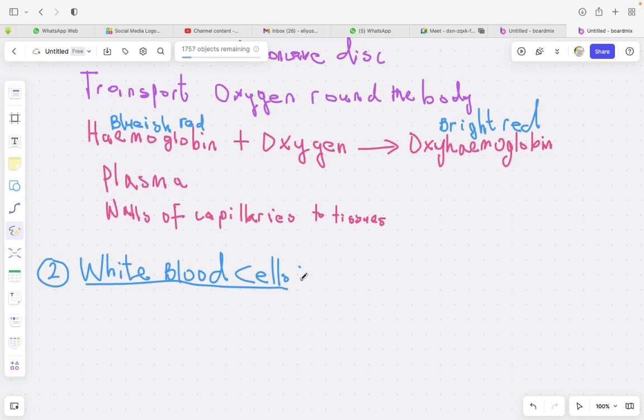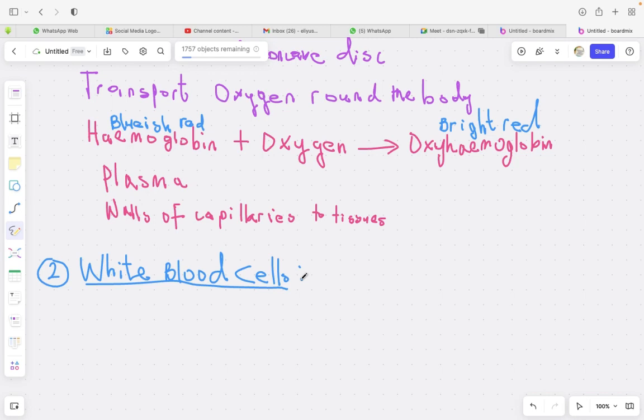Now, they can easily be distinguished from the red blood cells. Why? Because they are larger, as we already established, and also because they have a nucleus. So you can easily distinguish the red blood cells from the white blood cells.